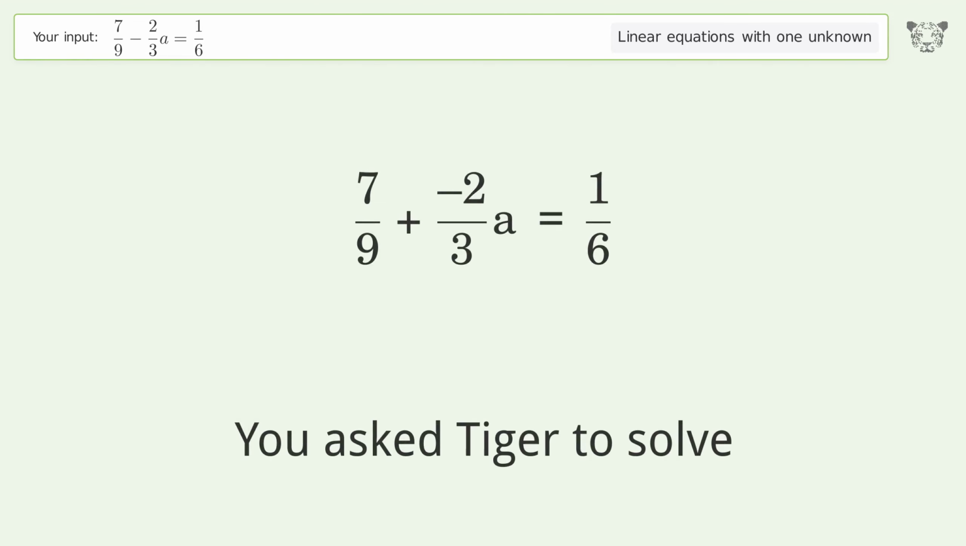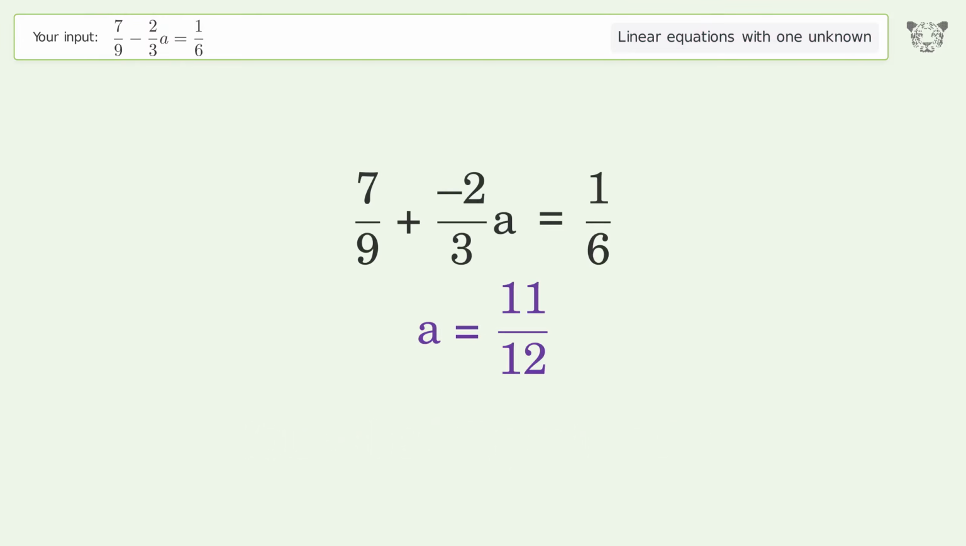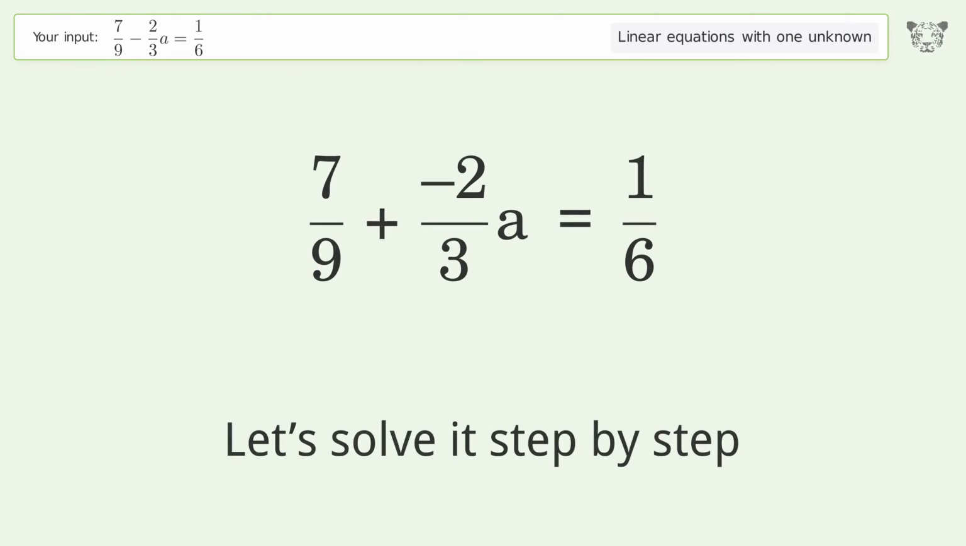You ask Tiger to solve this. It deals with linear equations with one unknown. The final result is a equals 11 over 12. Let's solve it step by step.